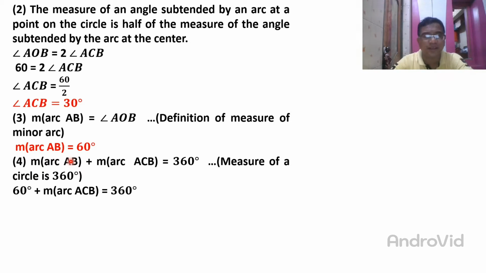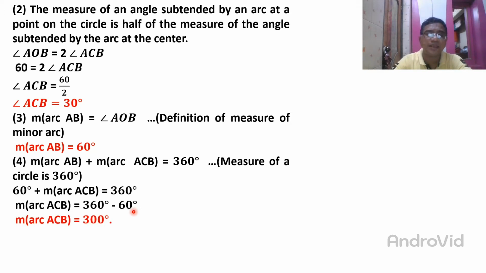So 60 degrees plus major arc ACB, which remains as it is, is equal to 360 degrees. 60 degrees is positive, so it goes across as negative. So major arc ACB is equal to 360 degrees minus 60 degrees, so major arc ACB is equal to 300 degrees. In such a way you find the angular measure of arc ACB, that is 300 degrees.